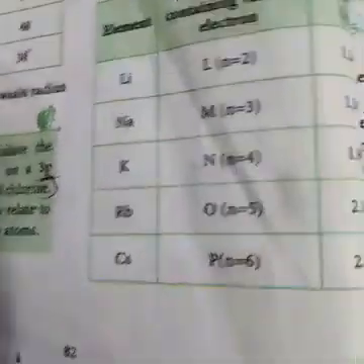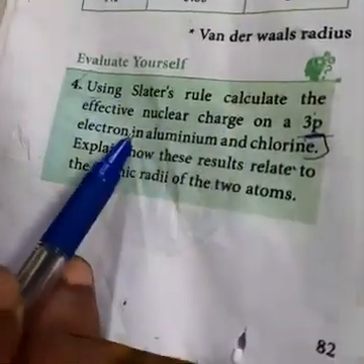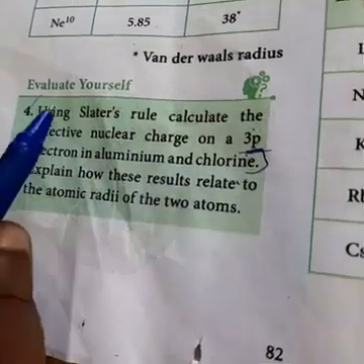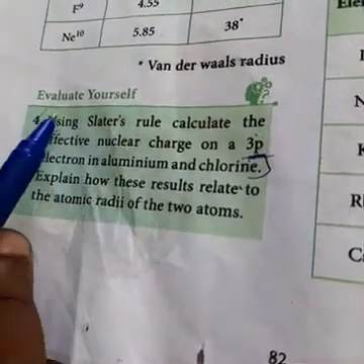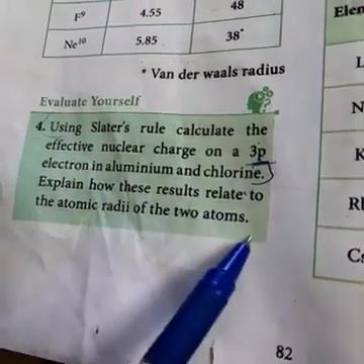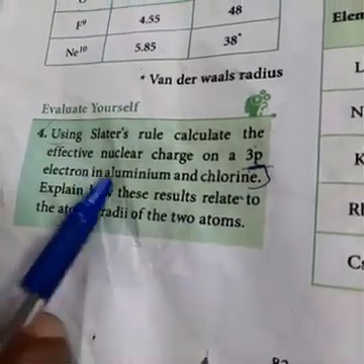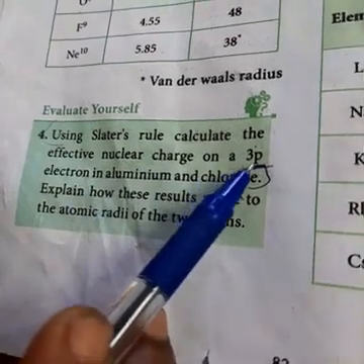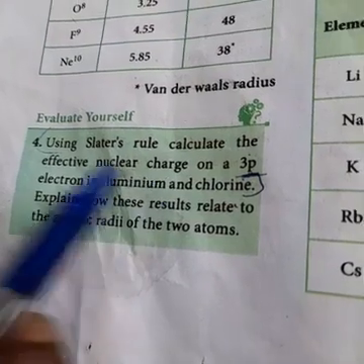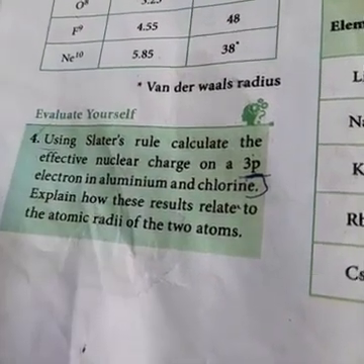And another question, page number 82. Using Slater's rule, calculate the effective nuclear charge on a 3p electron in aluminum and chlorine, and explain how these results relate to the atomic radii of the 2 atoms. You should try to do this calculation. If you have any doubt, you ask me. Otherwise, I will explain it in the next class.